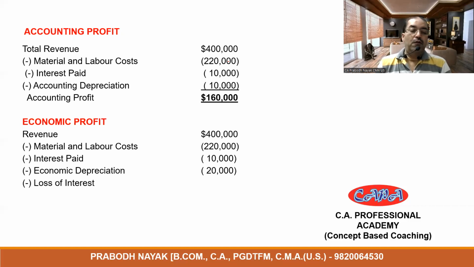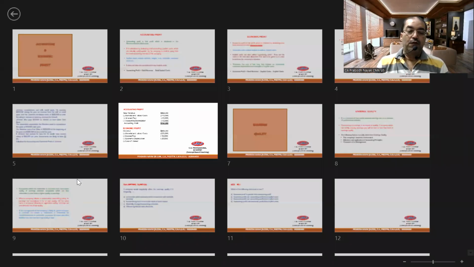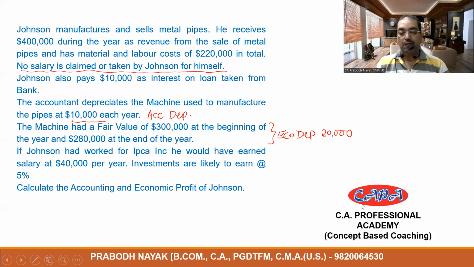What else will come? Loss of interest at the rate of 5%. 5% of what? That we have to see. So let us come back to the problem. 5% of what? 5% of my investment. Investment in what? Investment in plant and machinery.